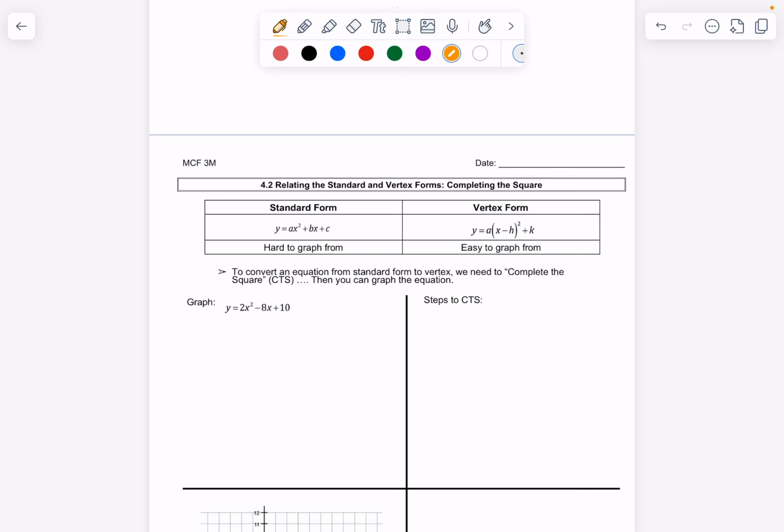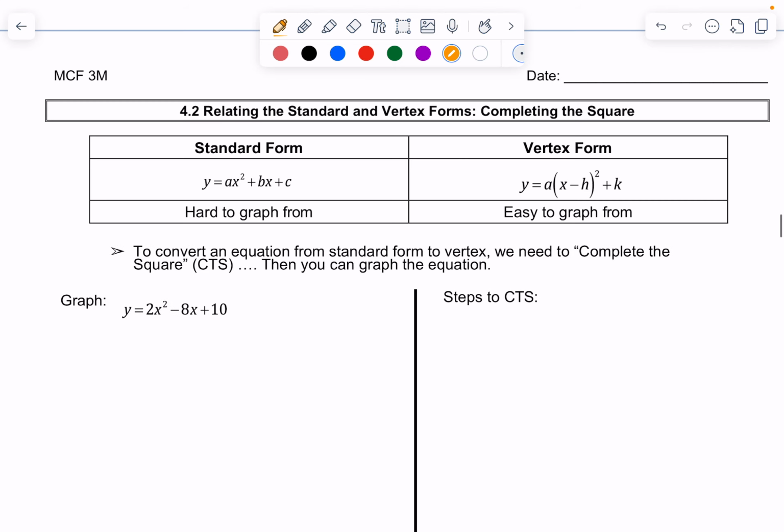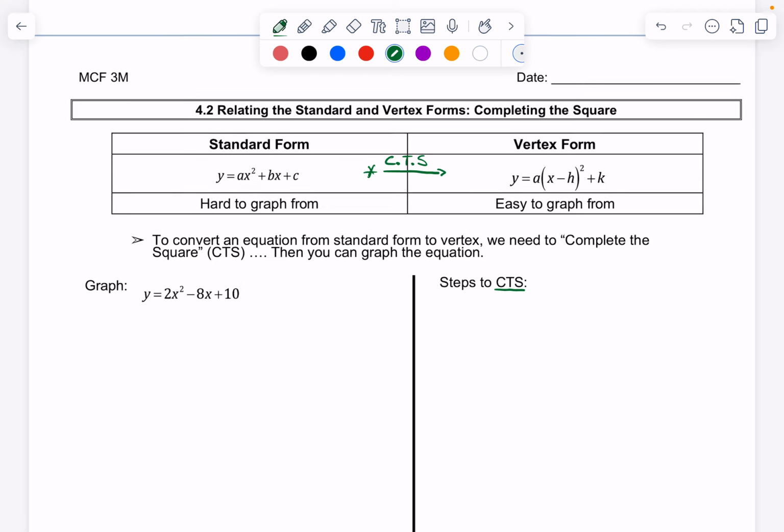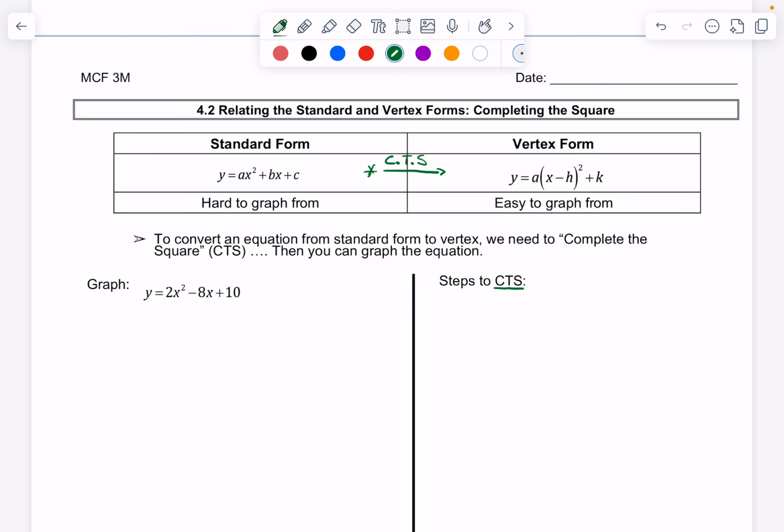Okay, so in today's lesson, we are focusing on completing the square. Just like when we learned factoring, this is just a tool used to go from one form of quadratic to the other. If I give you something in standard form, which is right here, and you want to go to vertex form, which at this point we're very familiar with, to go from here to here, you complete the square. So complete the square, CTS, as I write here. Completing the square is a tool used to go from one form to the other.